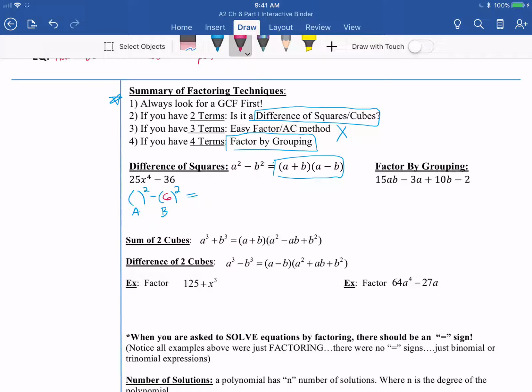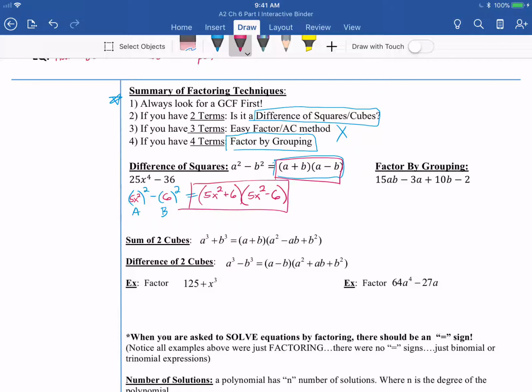I know that 5 squared gives me 25, but what squared gives me x to the fourth? I know that, hey, that's x to the second. So I know that my a is 5x squared and my b is 6. So now I just plug them into this guy right here. So this is going to be my a plus my b, so 5x squared plus 6. And then my a minus my b, 5x squared minus 6. Bam. So that is difference of squares factor.